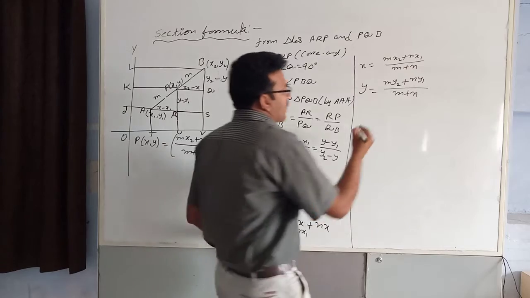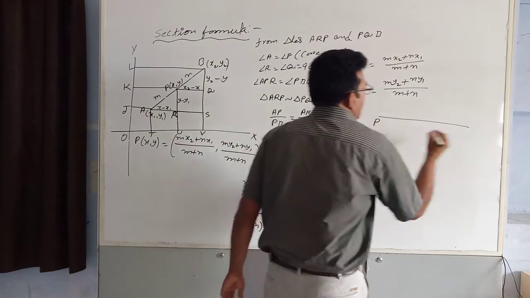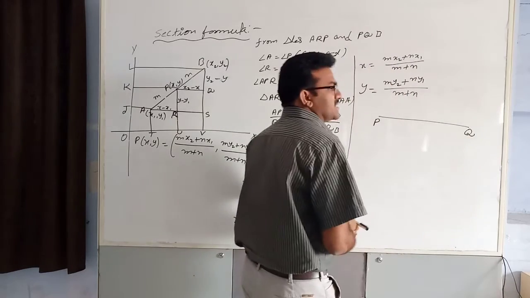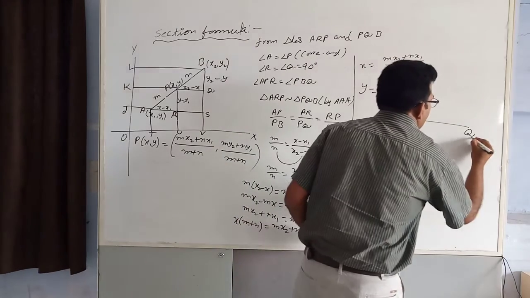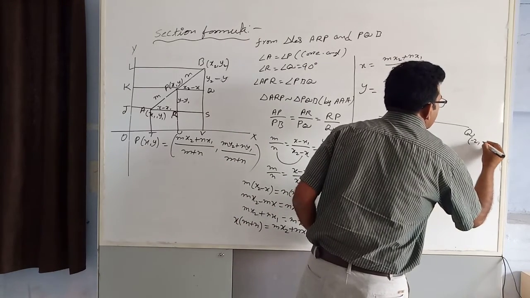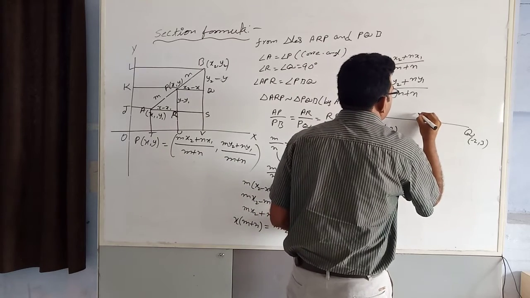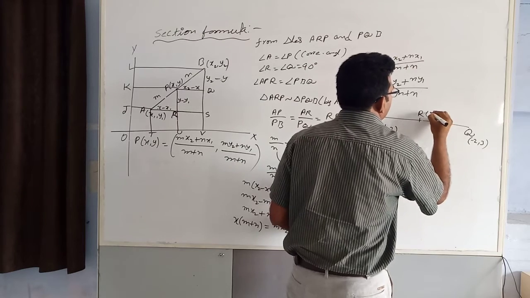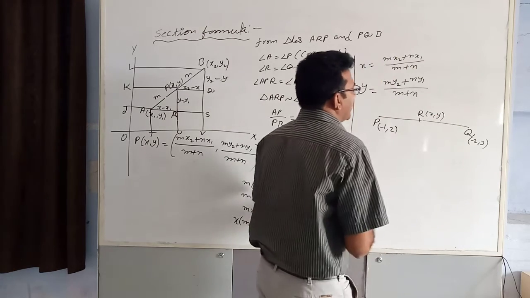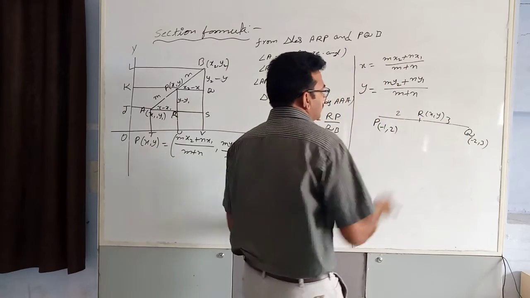I want to consider one example here. So this is the PQ line segment with the coordinates minus 1, 2 and minus 2, 3, which is divided by a point R x comma y with ratio 2:3 internally.